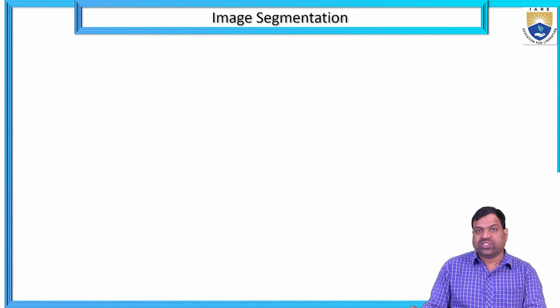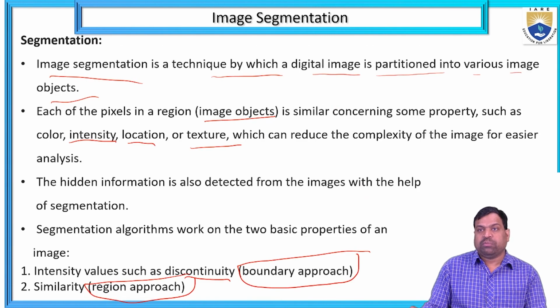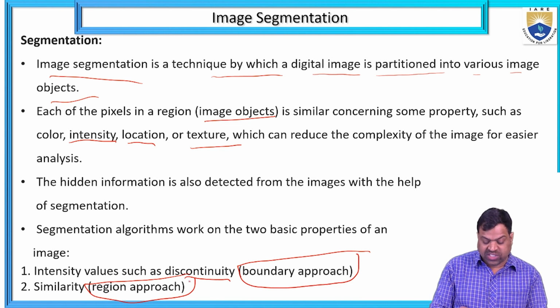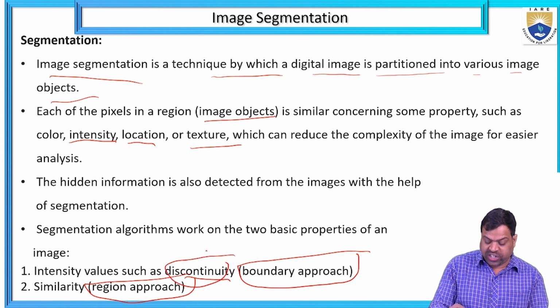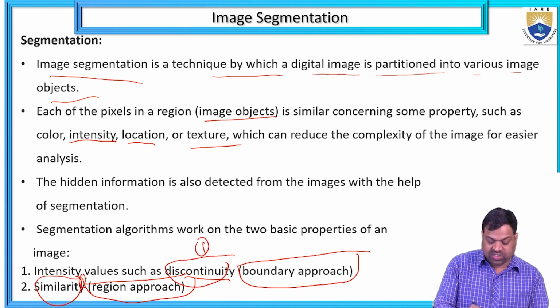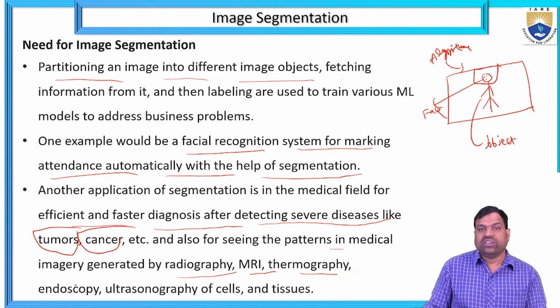These are the references of image segmentation. So finally, we discussed that segmentation is a technique by which a digital image is partitioned into various image objects, and there are two types based on intensity values: discontinuity and similarity. So discontinuity is one thing and similarity is another thing.